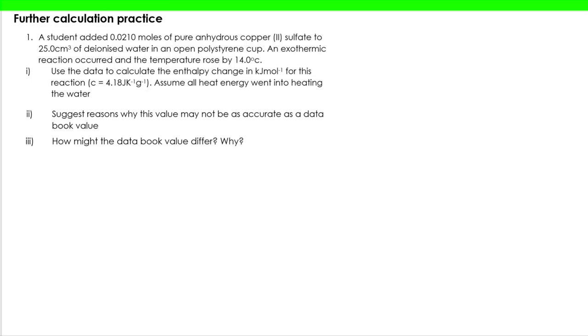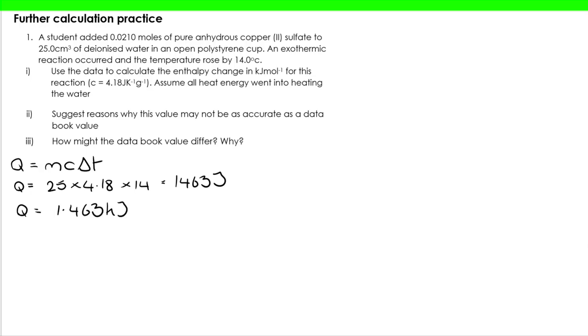Okay, so we have got Q is mc delta T. I've got my mass of 25 cm cubed, my specific heat capacity of 4.18, and my temperature change is 14 degrees C, but that is also 14 Kelvin. So I can put all of those in. I get my Q value of 1463 joules. I am going to convert that to kilojoules because I will need that for the final calculation.